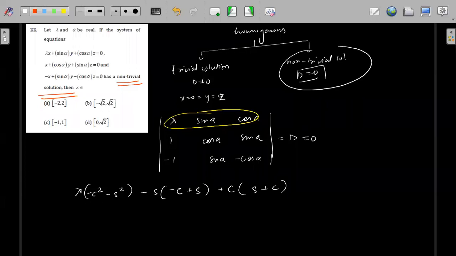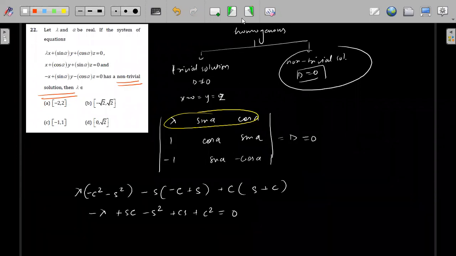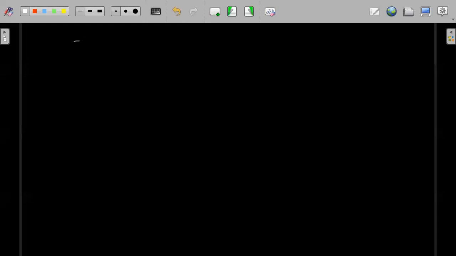So this is minus 1 into minus sine square minus cos square, which is minus lambda minus 1. So this is minus S minus C, so this is plus SC, this is minus S square minus S square, this is plus CS, and this is plus C square, and this should be equal to 0, right? So we have got minus lambda plus cos square alpha minus sine square alpha plus 2 cos alpha sine alpha.